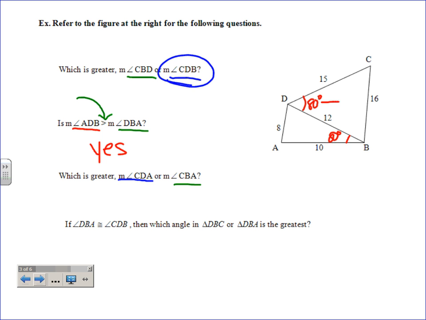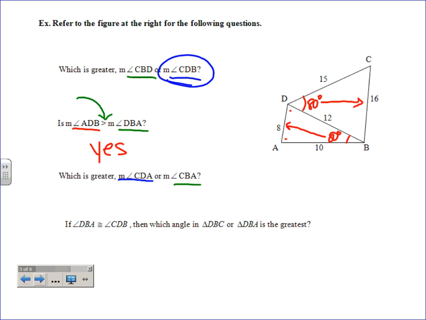80 degrees has to be the what in the top triangle? Biggest, smallest, medium? 80 degrees is the smallest down there, correct? So do both of these angles down here. Yeah, so 80 was a horrible choice, but you get the idea.